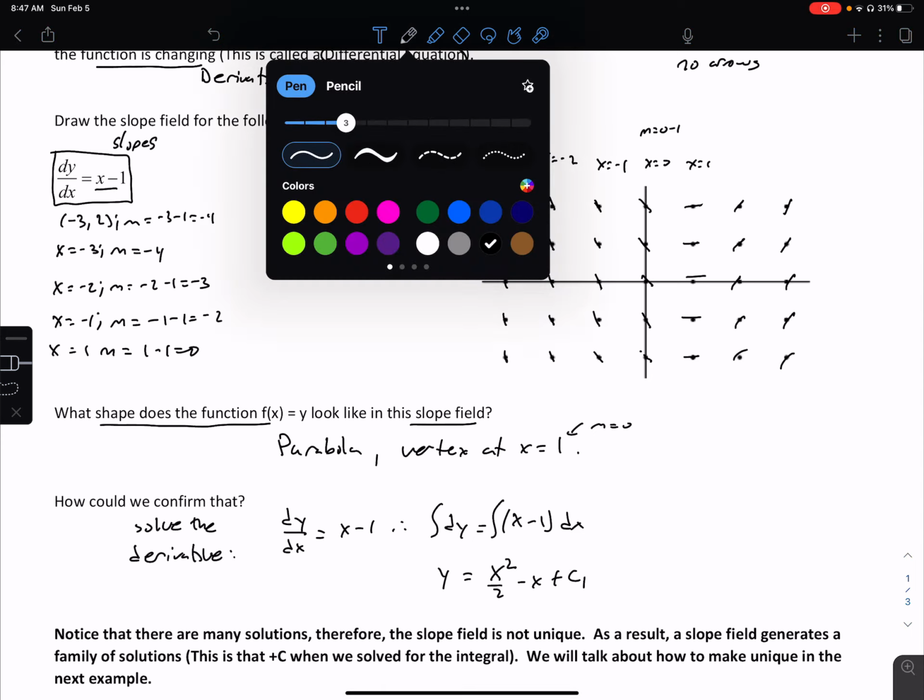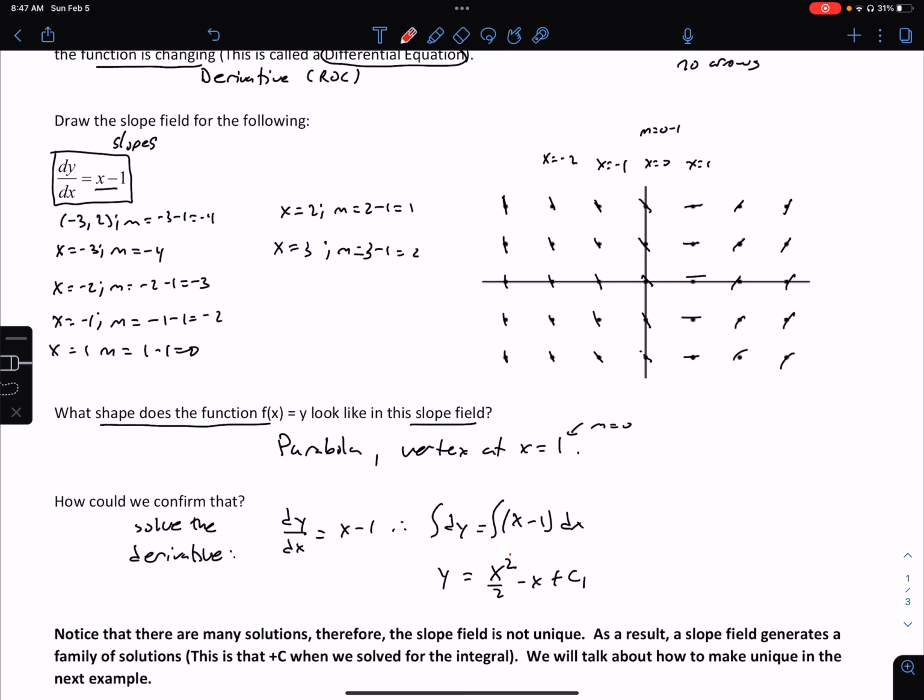And if you notice, take a look right here, that square, that's telling us that our function is a parabola. So remember, the slope field gives us the shape of the graph. That's what the slope field gives us. And that shape is the function, which for us, we said was a parabola.